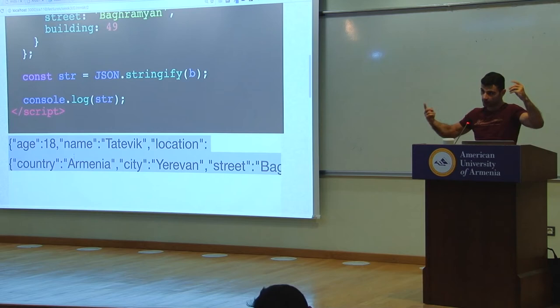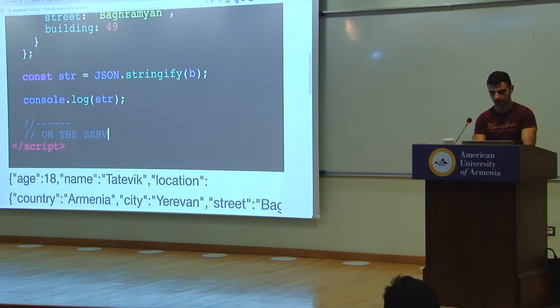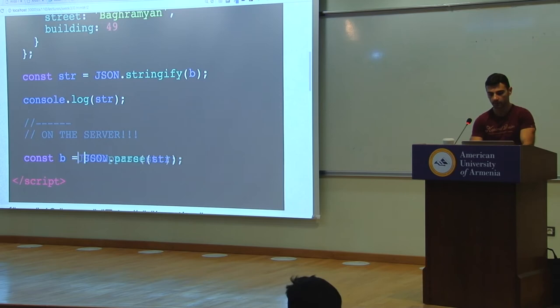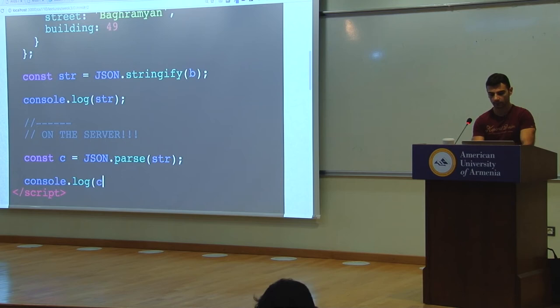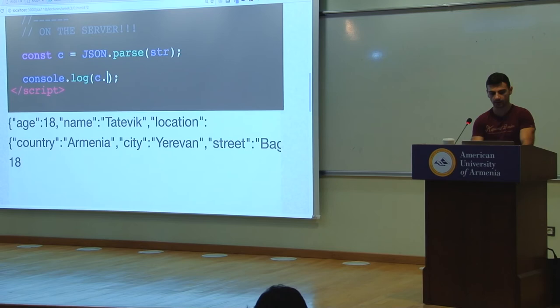When the server receives the text, so this is the server part, on the server, once we have the text, we can say JSON.parse and then take that string, and that will return the object, which when I print is the actual object. So now from C, I can do c.age and get 18. I can do c.name and get Daltevik.